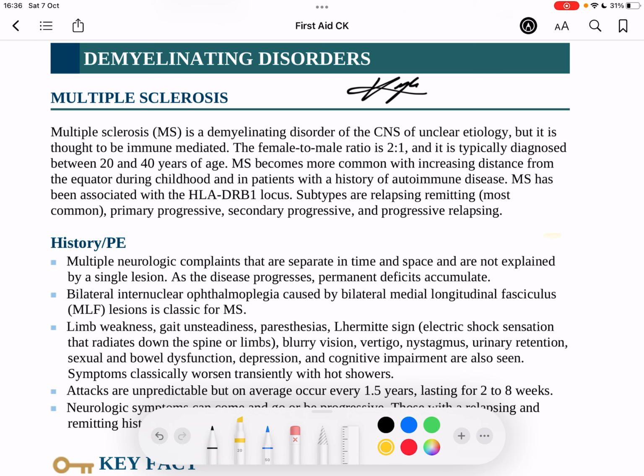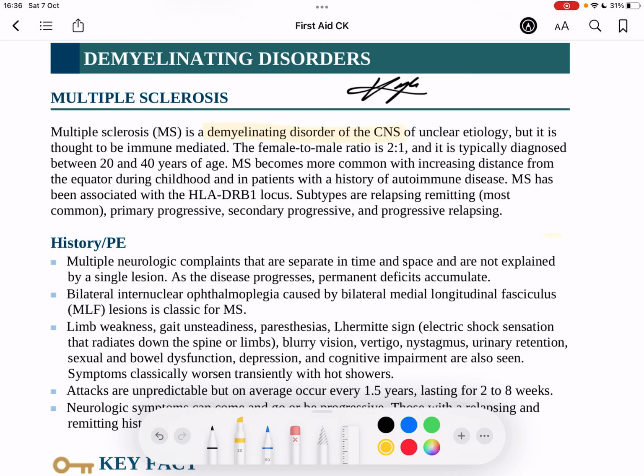MS is a demyelinating disorder of the CNS, so of the spinal cord and the brain. And we don't really know what the cause is. It's an unclear etiology, but it is thought to be immune mediated, and for anybody sitting Step 1, it is known to be a type 4 hypersensitivity, so involving your CD4 and CD8 cells.